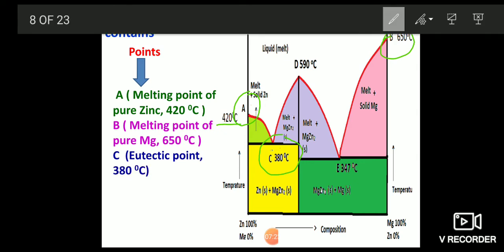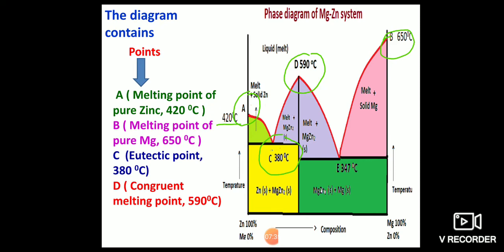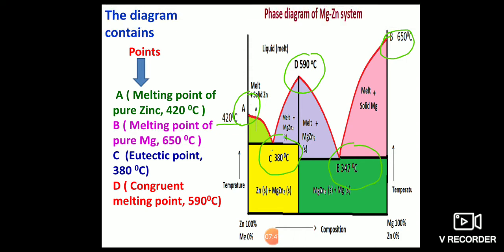What is the next one? Point D. That is the congruent melting point at which the temperature is 590 degrees Celsius. And lastly, the point E, where the temperature is 347. That is one more eutectic point. E, eutectic point at which the temperature is 347 degrees Celsius.